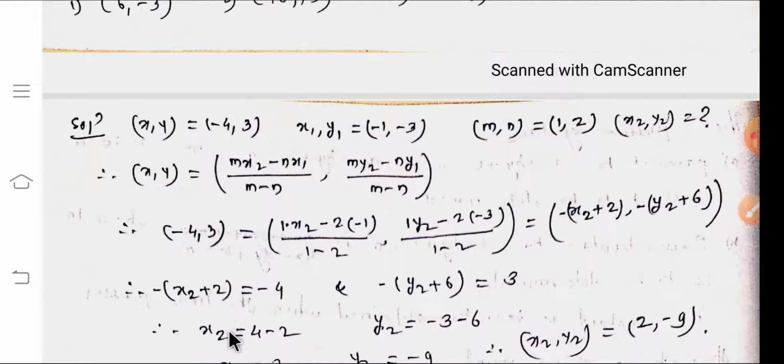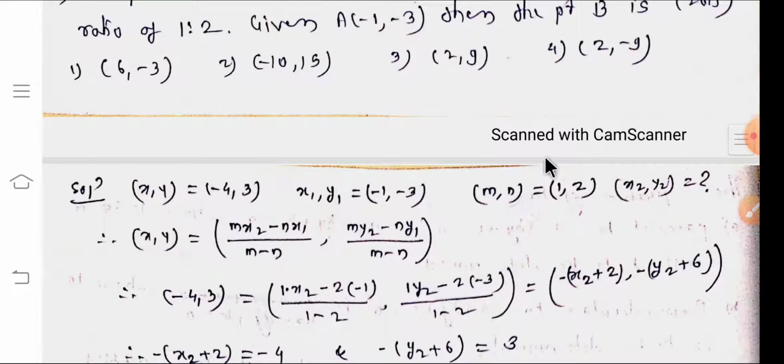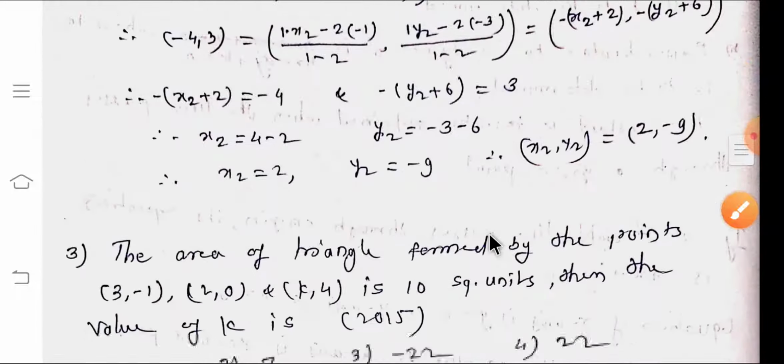So by simplification we get x2 equal to 4 minus 2, and taking the minus through to the right hand side, y2 equal to minus 3, this comes right hand side minus 6. So therefore x2 equal to 2 and y2 equal to minus 9. So therefore the last option is the right option. So by simplification we get this one.